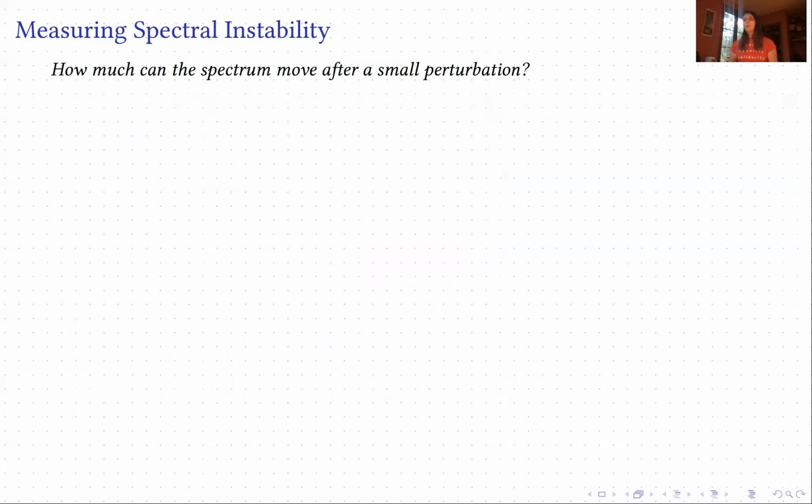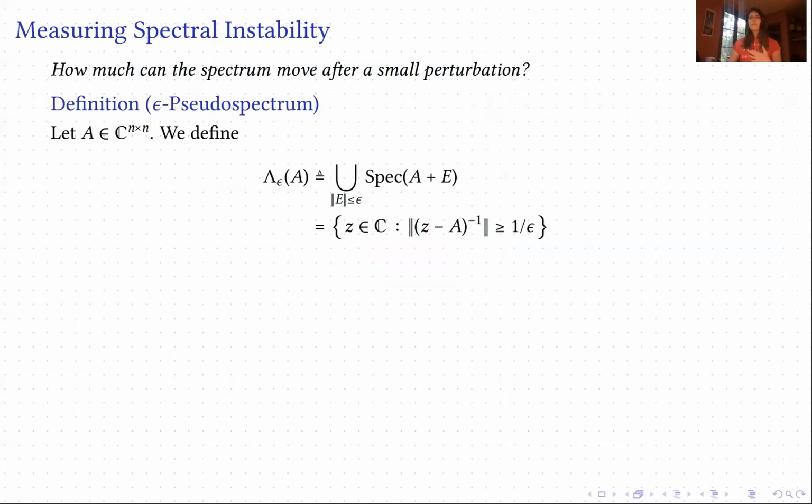Now, this spectral instability is a key obstacle in analyzing any algorithm to solve the approximate diagonalization problem. And there are a number of ways that you can quantify it. But I want to highlight one in particular that we found very useful in our analysis. This is the so-called pseudospectrum, which is a family of subsets of the complex plane indexed by a parameter epsilon greater than 0. Given a matrix A, we define the epsilon pseudospectrum as the set of all eigenvalues of all matrices epsilon close to A in operator norm. So this is a set in the complex plane that tells us where the eigenvalues of our matrix can go after arbitrary perturbations of size epsilon.